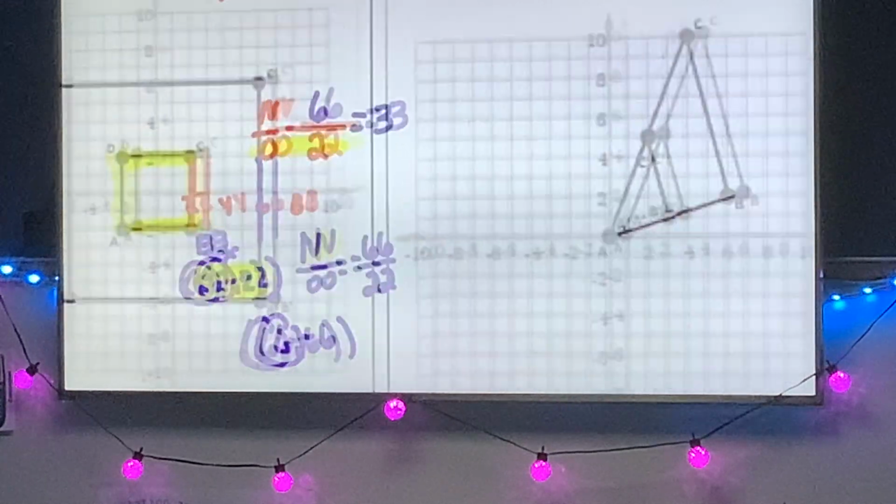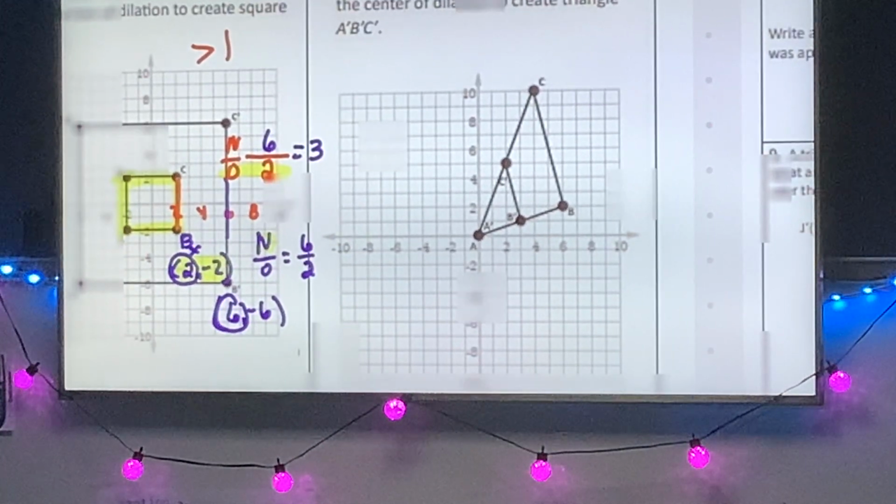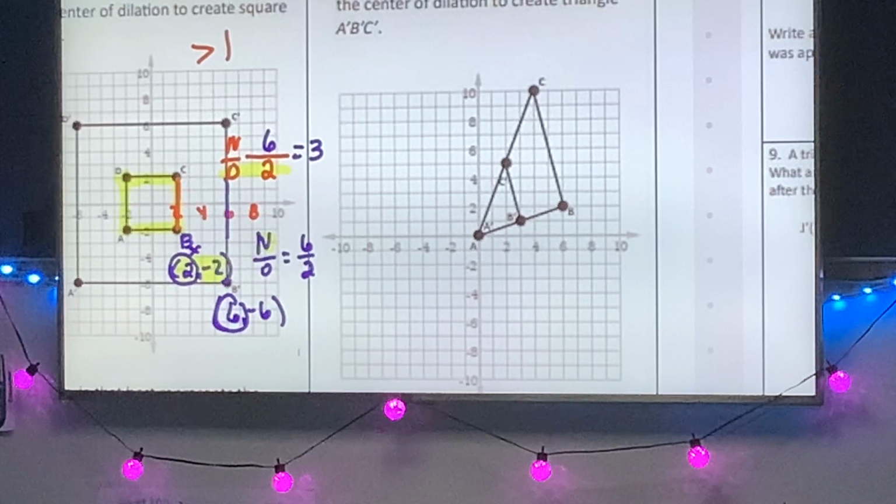Now I'm going to show you on the next one where you cannot use this, because you're not going to have any clue which one happened or what happened. Look at this figure. Which one is my original, the big or the little? The big, because the big one doesn't have baby ones.